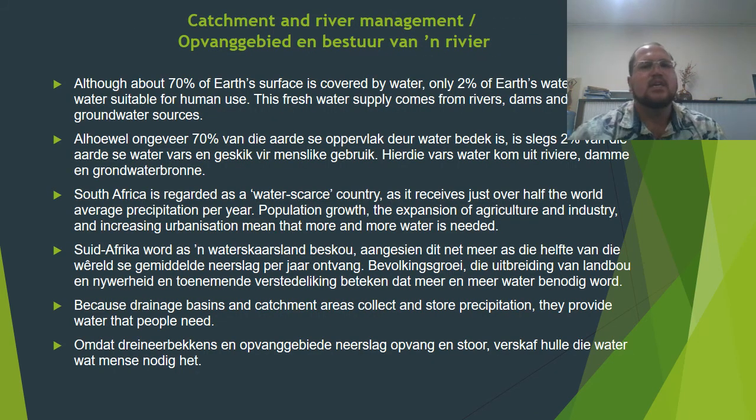Slide 70. Although about 70% of the Earth's surface is covered by water, only 2% of the Earth's water is fresh water suitable for human use. The fresh water supplies come from rivers, dams, and groundwater. Now, from here on, most of this is management strategies, water scarce countries, how to manage water, how we're going to use water, how we're going to save our catchment areas. So through this you can read on your own time. I will just scroll through it and see if there's anything I still need to explain to you.